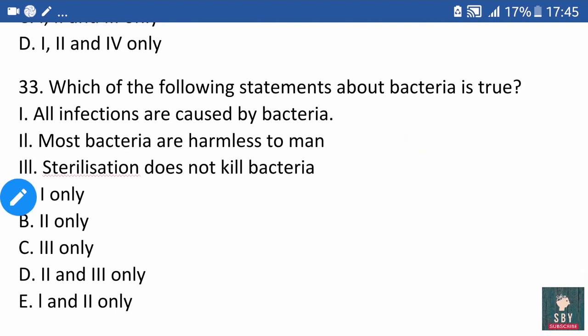Which of the following statements about bacteria is true? All infections are caused by bacteria. No. Most bacteria are harmless to man. Yes. Sterilization does not kill bacteria. No. So which of the following statements is true? Sterilization does not kill bacteria is not true. So the one which is true over here is most bacteria are harmless to man. It's true. So the answer is B.